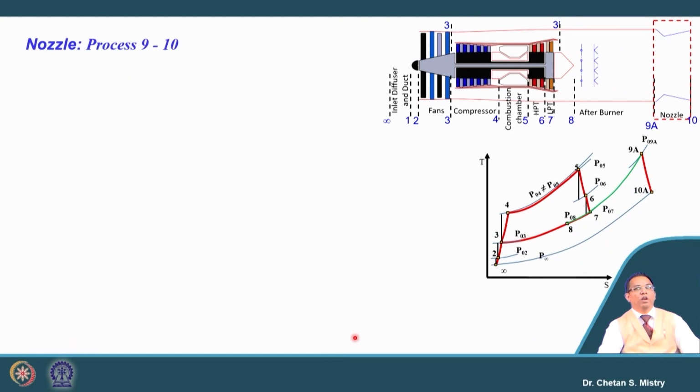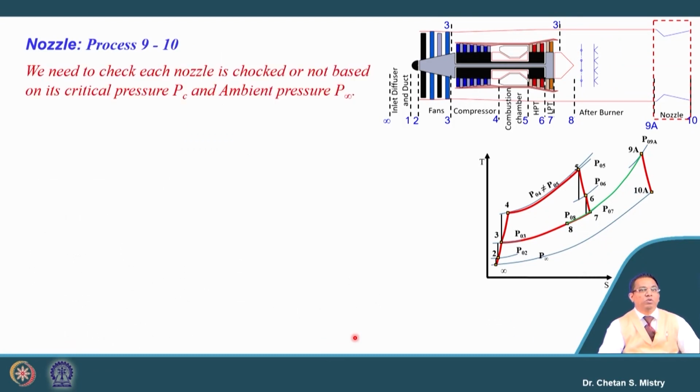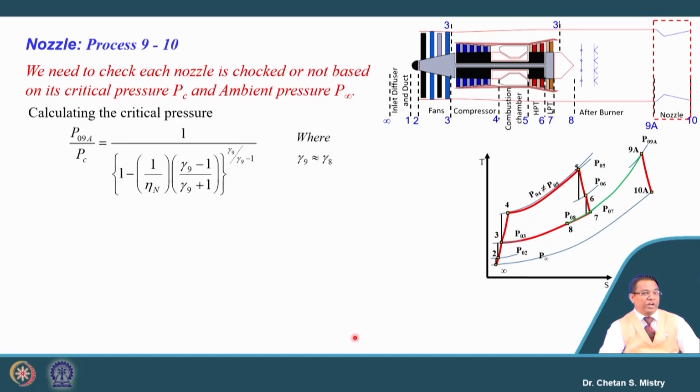So, based on that we can calculate what will be the fuel air ratio for the afterburner. Now, let us look at what is going on in the nozzle. For the nozzle, again as we have discussed, we need to do the calculation for the critical pressure ratio. For this critical pressure ratio, we will be checking whether it is in line with our atmospheric pressure, is it less than the atmospheric pressure, or is it greater than the atmospheric pressure.